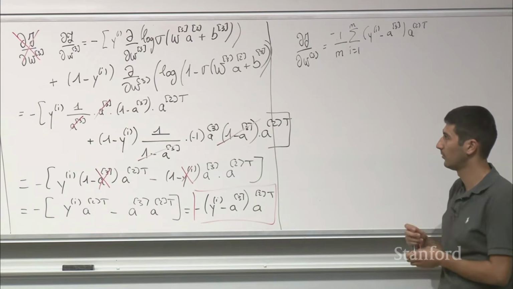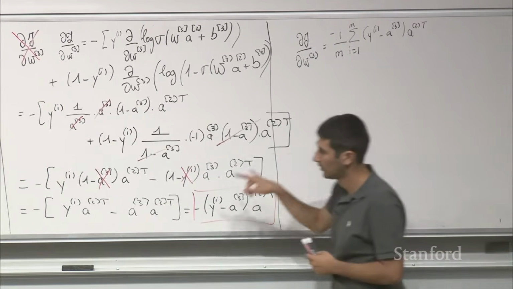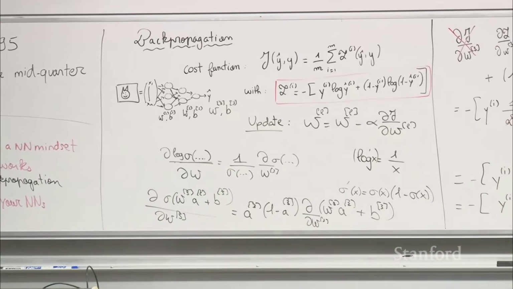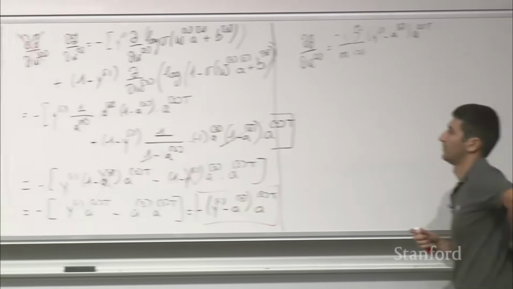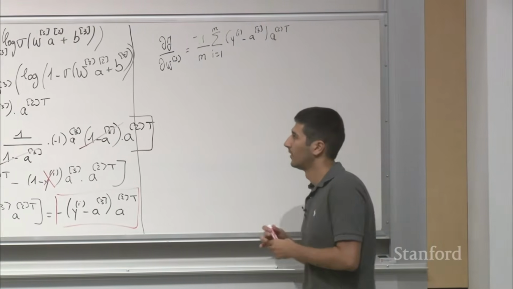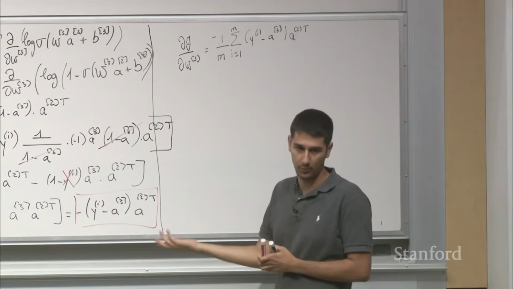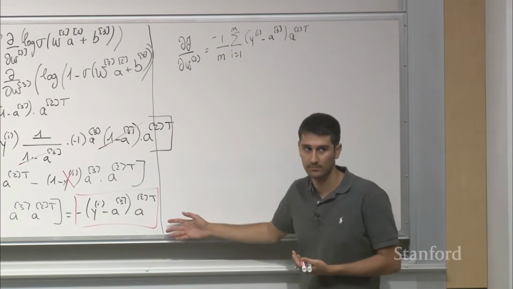Okay, so we're done with that, and we can just take this formula and plug it back into our gradient descent update rule, and update W3. Now, you can do the same thing as we just did, but with B3. It's going to be a similar difficulty.